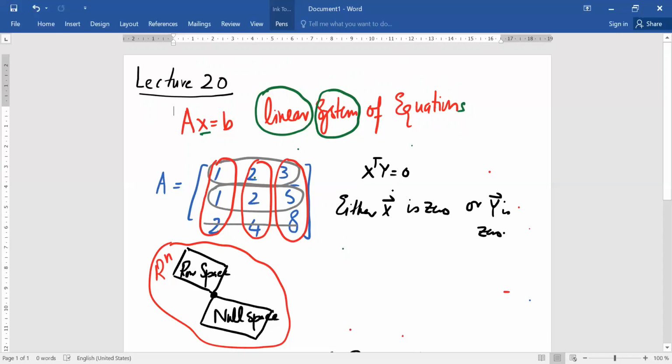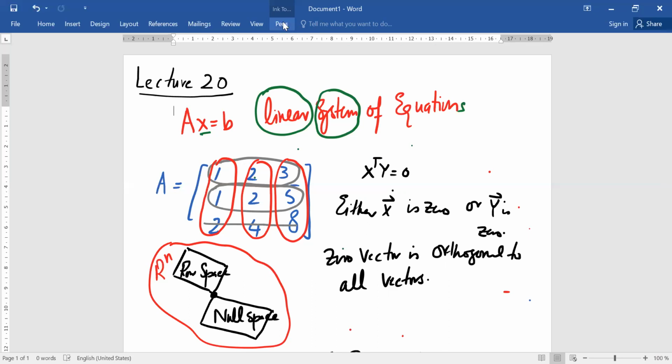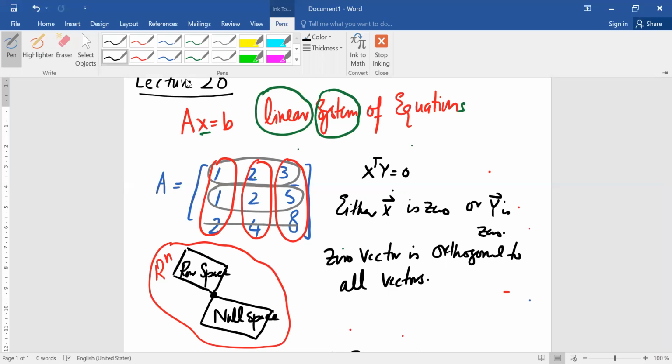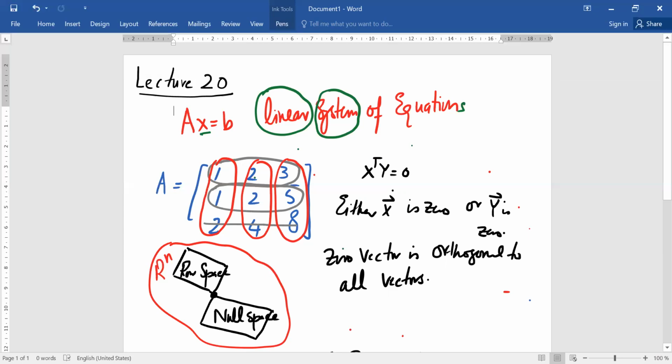So it means either X is a 0 vector or Y is a 0 vector. If you have a 0 vector and you take the dot product of the 0 vector with any other vector, of course it will become 0. So we can conclude here that the 0 vector is orthogonal to all vectors. Okay, but this is a degenerate result. We cannot get anything new from this one. The 0 condition is a degenerate case. So let's look into some non-degenerate case.